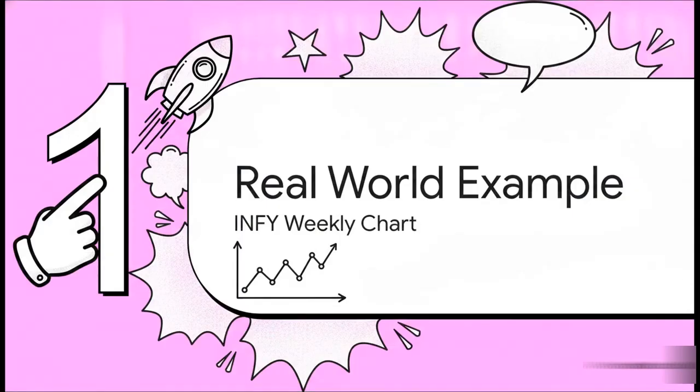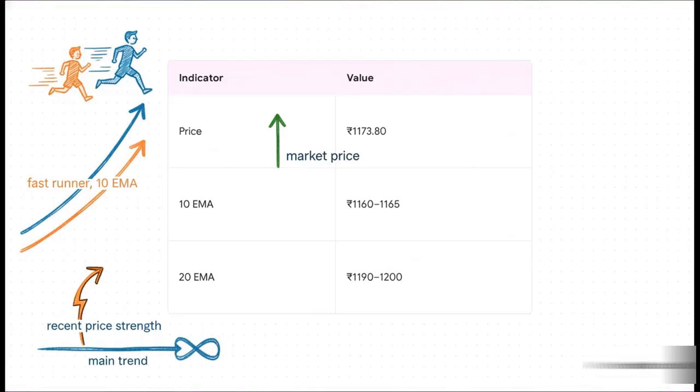All right, let's step out of the comic book for a moment and look at a real-world example using the INFY weekly chart. Looking at INFY's current numbers, the market price is sitting at 1173 rupees and 80 paisa. Our fast runner, the 10 EMA, is down at around 1160, and our slow runner, the 20 EMA, is up higher between 1190 and 1200. So what's the takeaway here? It shows that right now, INFY's recent price strength hasn't fully changed the main trend just yet, because our fast runner is still trailing behind the 20 EMA.